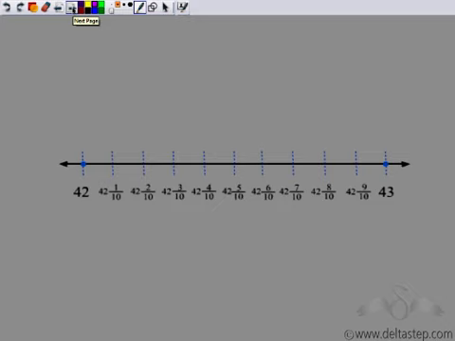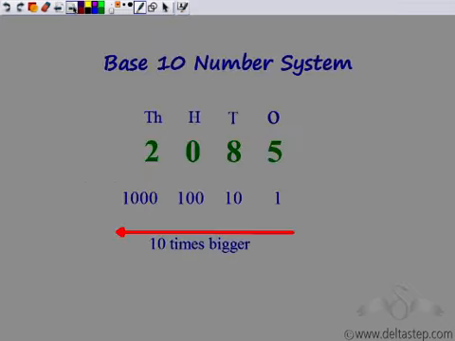Now the problem was, how do we represent these numbers in the place value chart? So where do I put these numbers in place value? How do I represent fractions in my place value chart? So let's look at the decimal system, which is the base 10 number system.